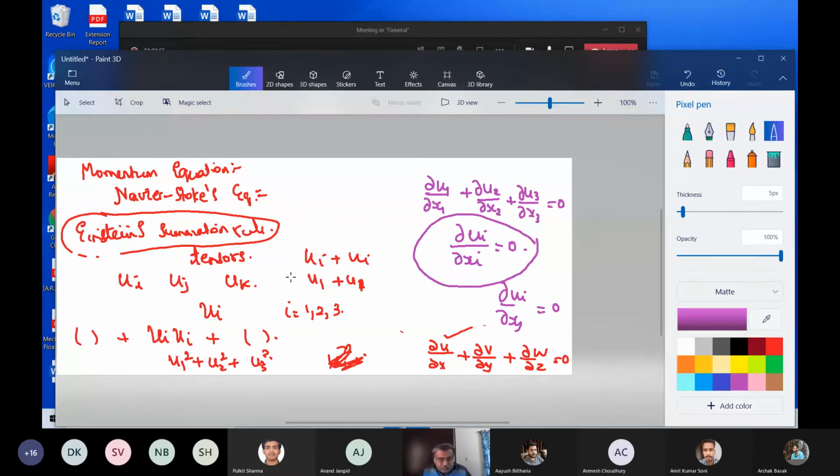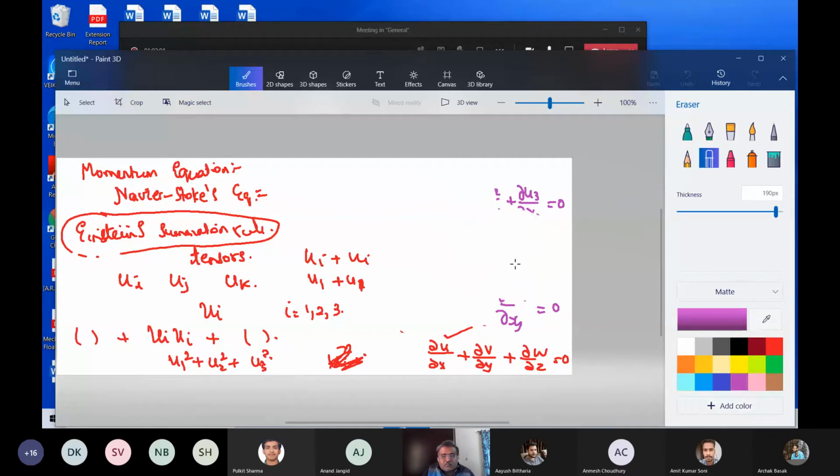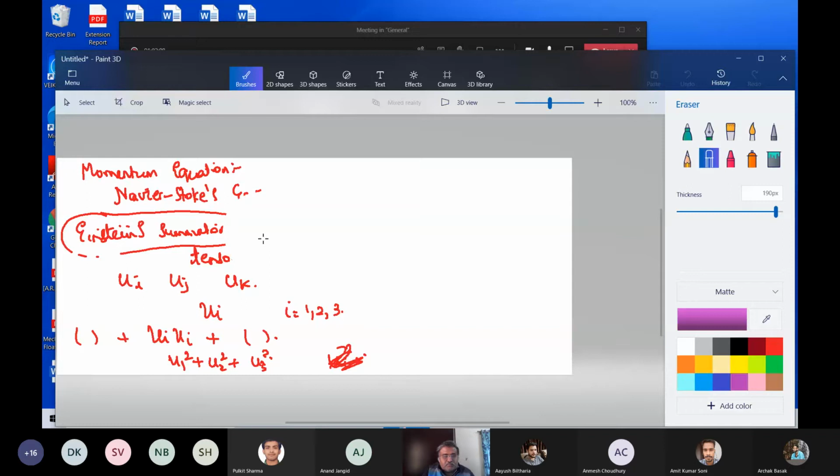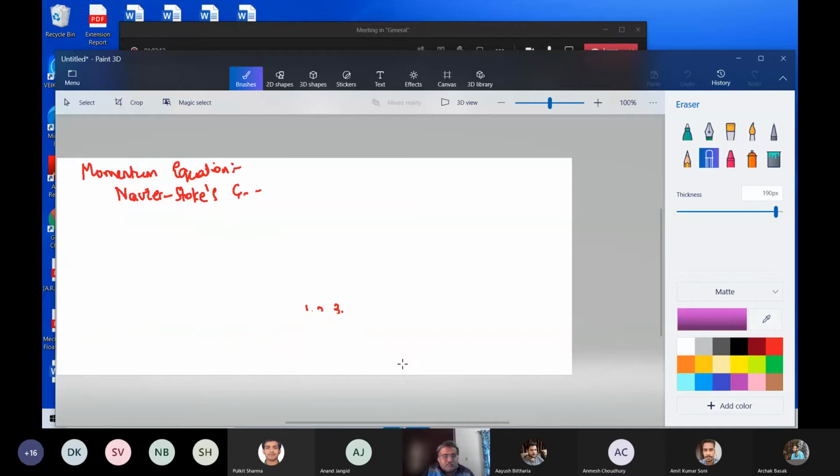Now with that background, you should be able to do this. We will come to the Navier-Stokes equation. I am going to write it first.